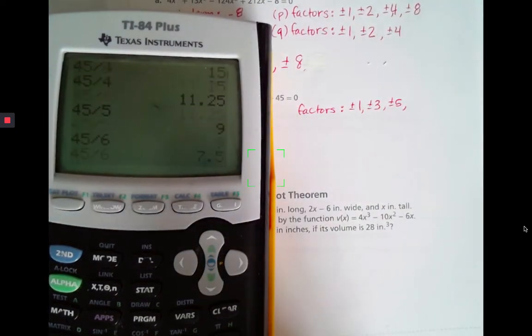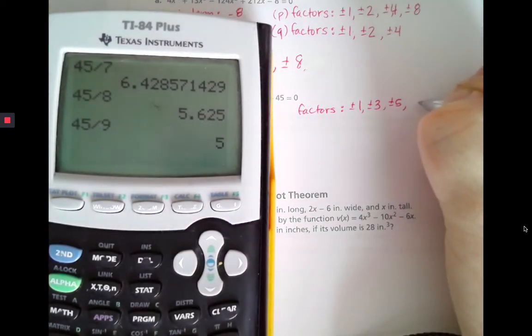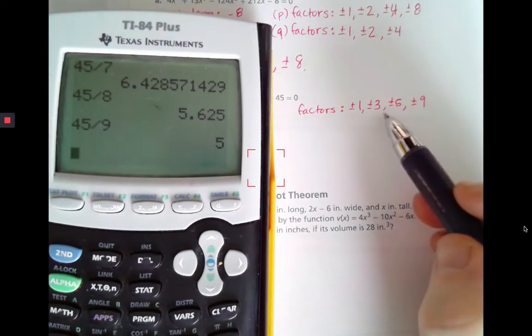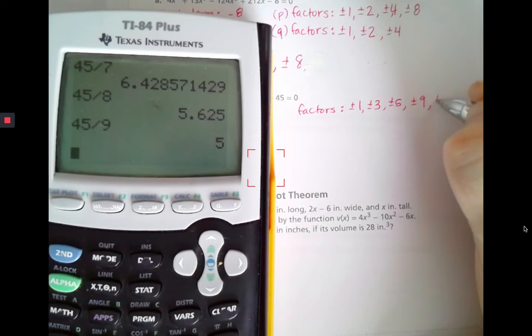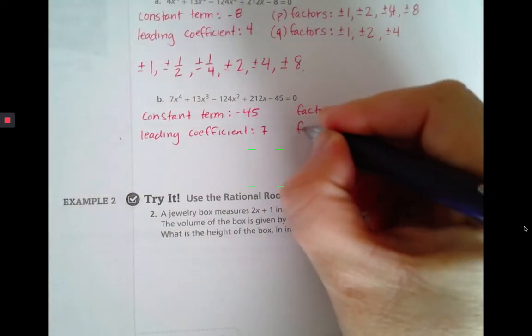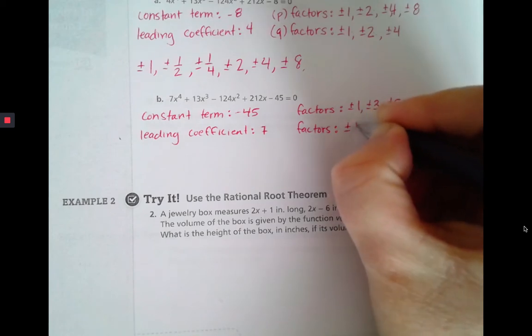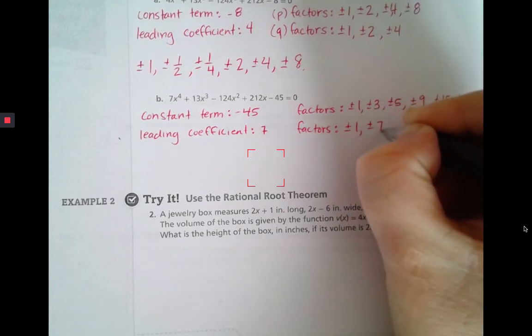45 divided by 6, 45 divided by 7, 45 divided by 8, 45 divided by 9. 5. So 9 goes into it. So we got 1, 3, 5, 9. Next would be 15, and then 45. At least 7 is pretty easy for us. There's only 2 factors of 7, and that is 1 and 7.